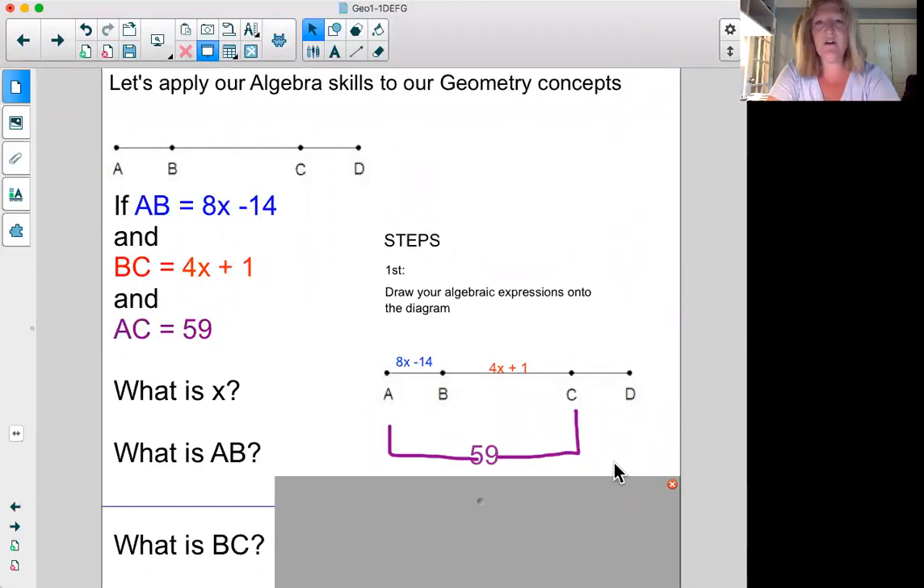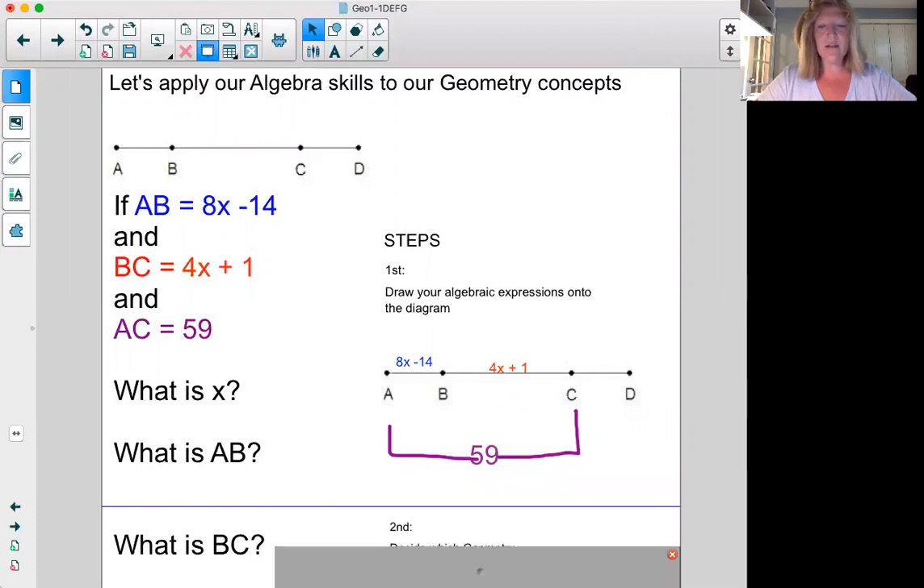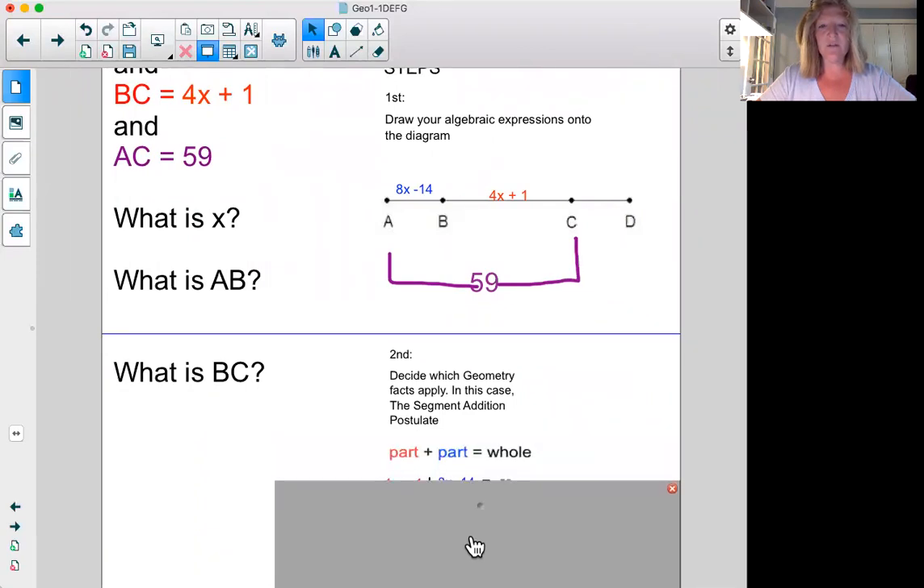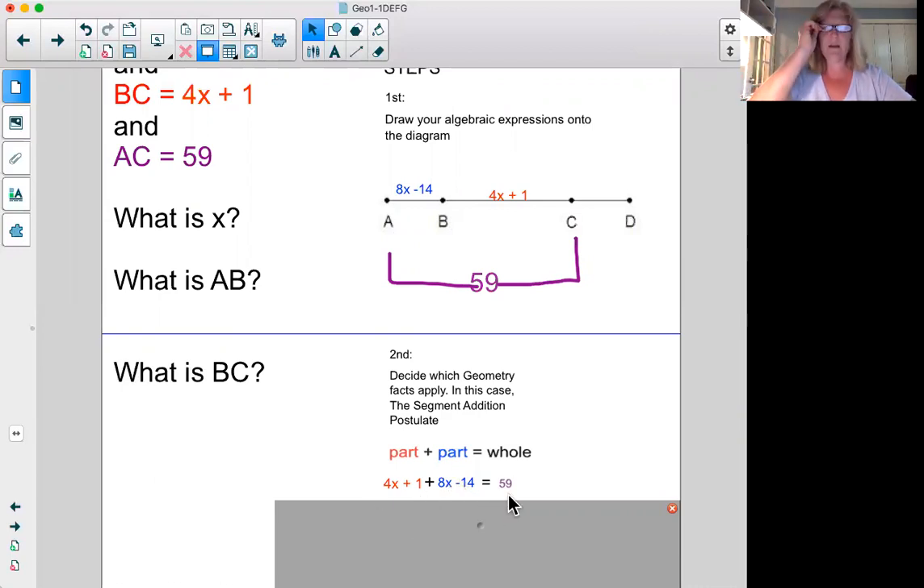And now you have to ask yourself, what algebraic equation could I now write given the use of the segment addition postulate, this geometry postulate? I can now pull out my algebra skills because I know that this part plus this part equals the whole. And so I can write that into an equation. I'm going to use my segment addition postulate, part plus part equals the whole, to write my equation. 4x plus 1 plus 8x minus 14 equals 59.